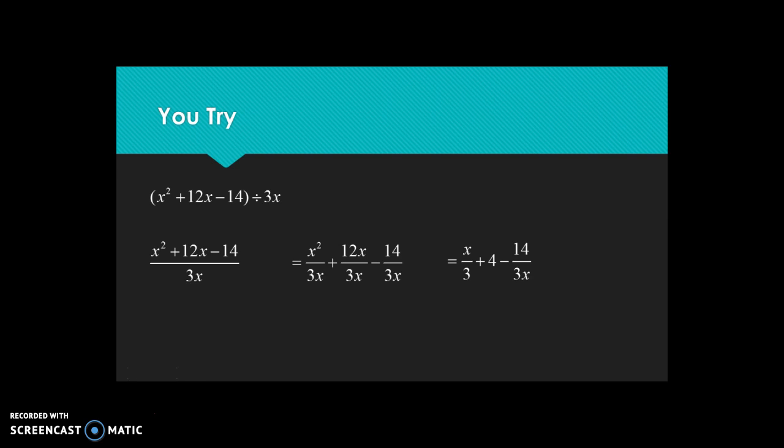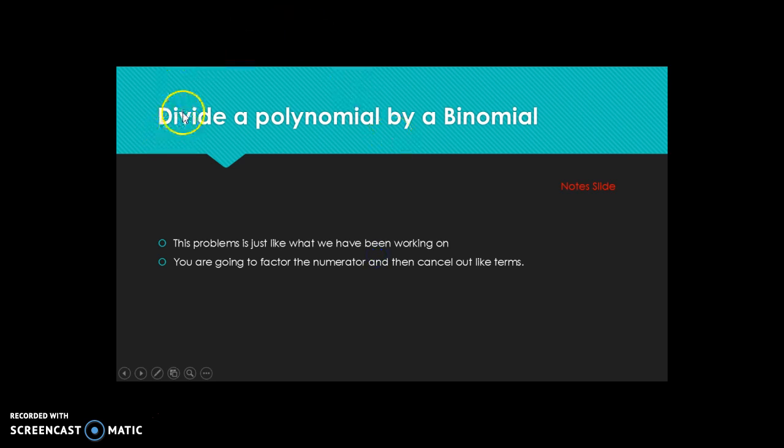Okay, let's take a look at the next type of problem. The next type of problem is dividing a polynomial by a binomial, which we have done a ton of already. The last 2 sections have been about this. And so, just like we've been working on, we're going to factor the numerator and then cancel out like terms. Okay? And again, that factoring could be GCF, could be a quadratic. I mean, it could be a lot of different things. But the point is you got to factor it.